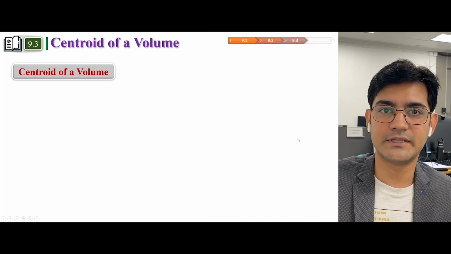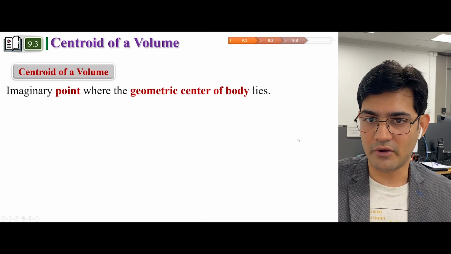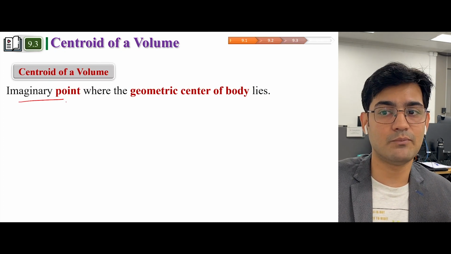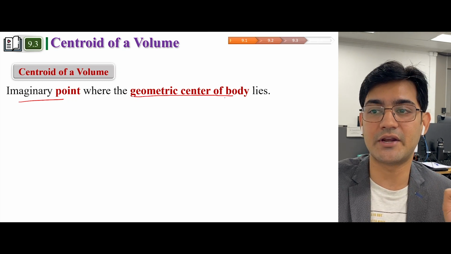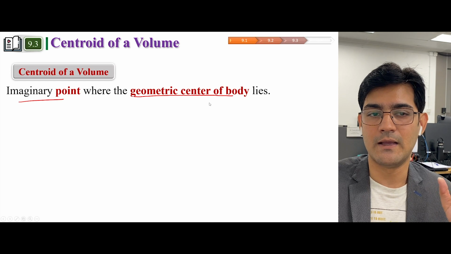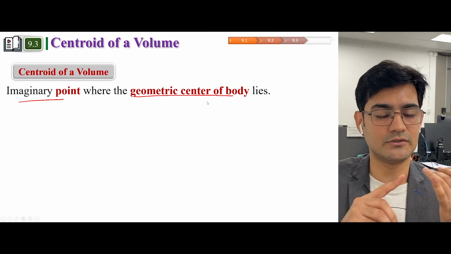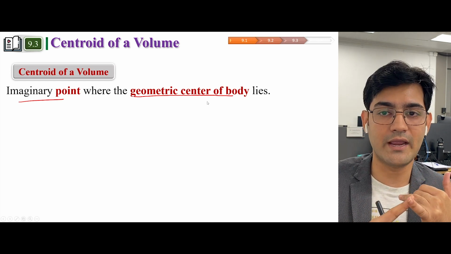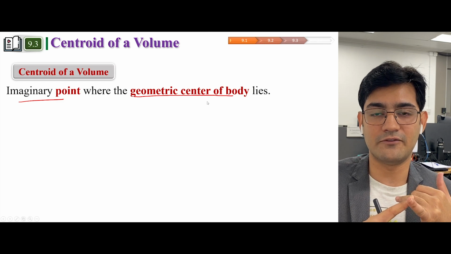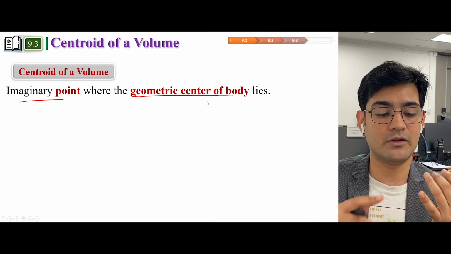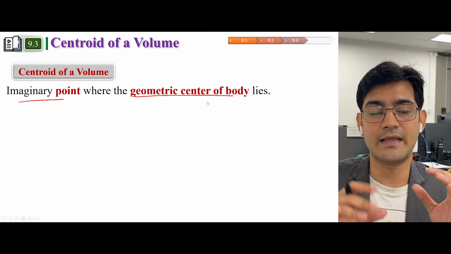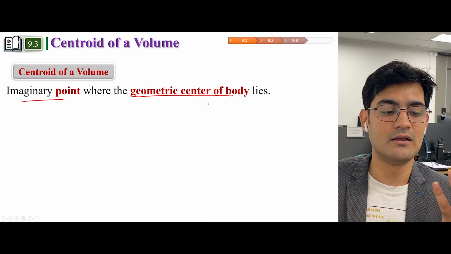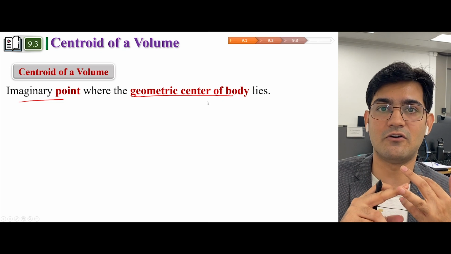Now what is a centroid? Centroid is again an imaginary point, but this is an imaginary point where the geometric center of the body lies. Now this is about geometry. Center of gravity was a property of a rigid body where it was also under the influence of the gravitational field. If we take out the influence of the gravitational field, then we can calculate the center of mass.